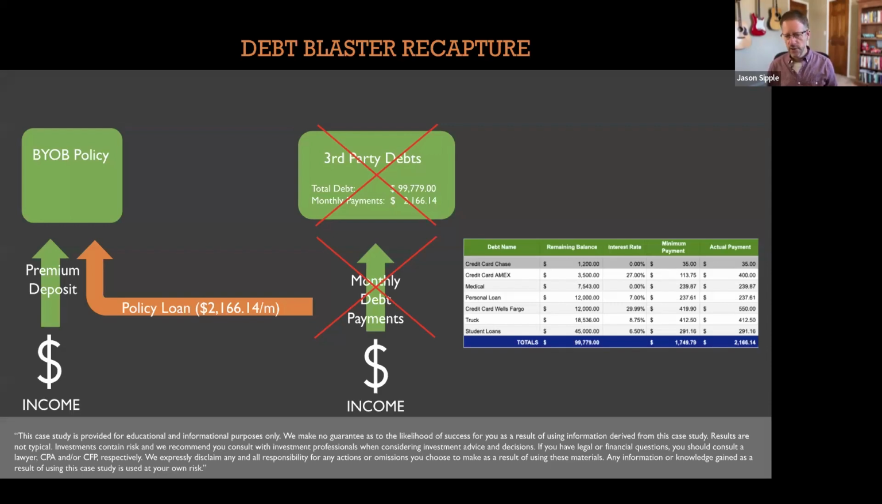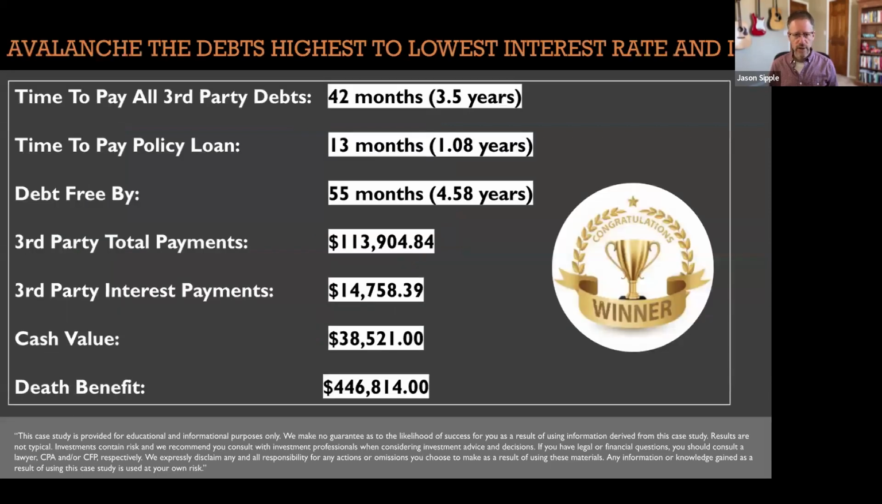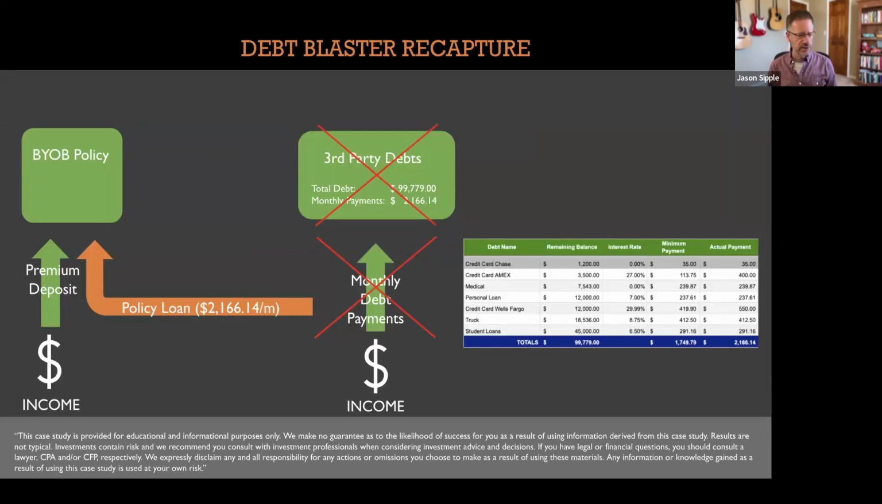So if you do the math and you said, well, in 13 months of 2166, let's just see what it is. 2166 times 13. It's about $28,000. So you put $28,000 in, but if you remember, I said you had $38,000. Where's that difference coming from? It's coming from the fact that your full amount was in there compounding the whole time while you're using this money. So that's pretty magical.